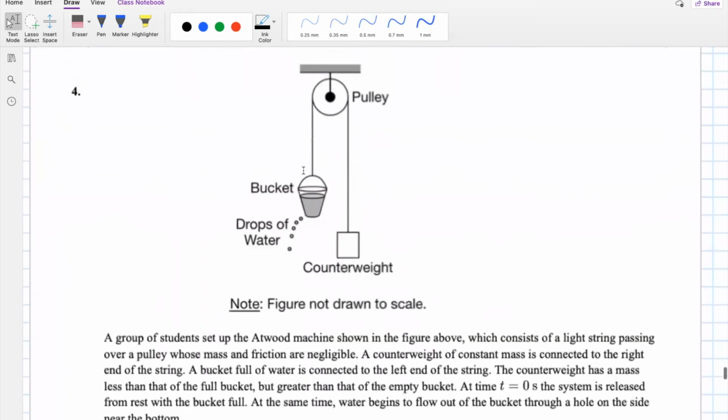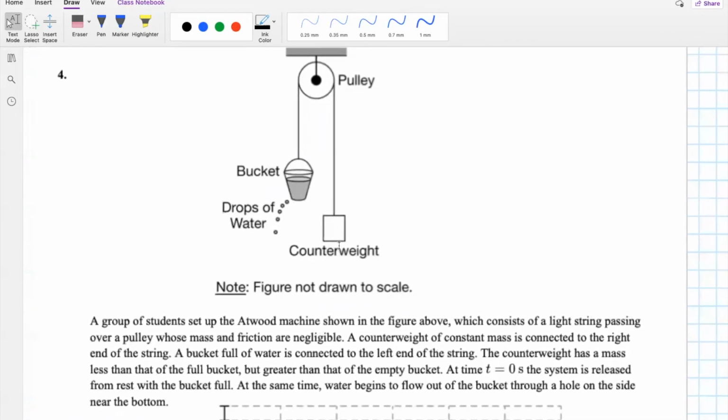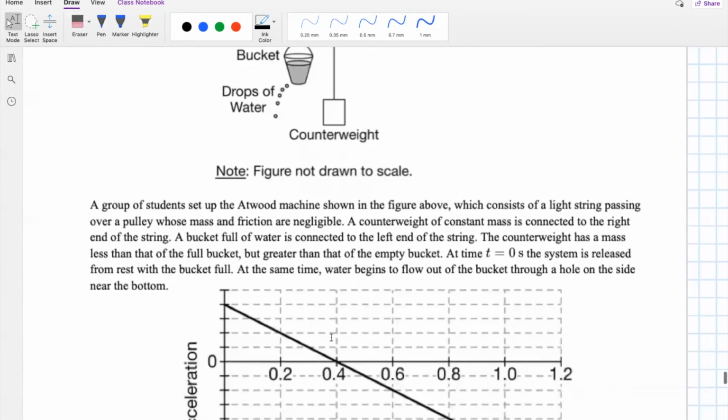Okay, question number 4 is a lot like question number 1, or at least the setup is, but it's not exactly the same. Again, we have a bucket with water in it, and it's going to be losing water through a hole, and it's going to start out heavier than the counterweight, and that's going to cause the system to accelerate. And eventually, when the bucket loses enough water, the counterweight will have more weight than it, causing it to come back down. And so that's what this entire problem statement reads.